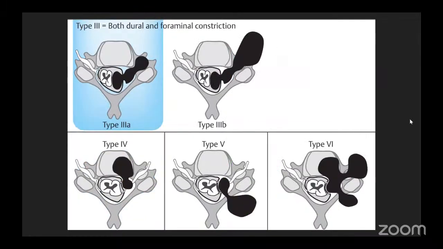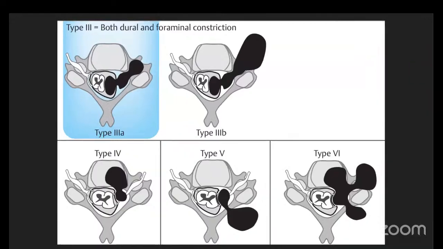So this is type 3. Type 3 has a lot of constrictions going on. You can see that there is a constriction at dura, then there is a constriction at the foramen.